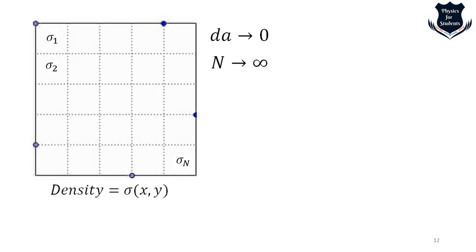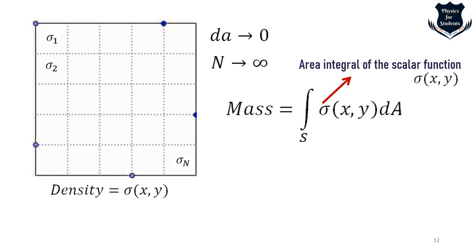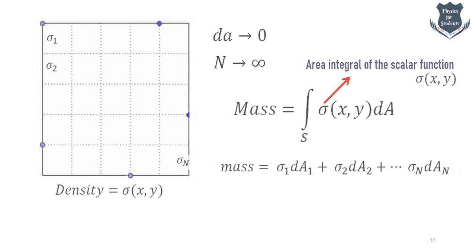Now, if dA gets to 0, which I have shown, and n approaches infinity, we are simply adding up the contribution of little pieces of this function, and we are finding this as an area integral of the scalar function. This is how we calculate the mass, which is adding up the pieces up to n. At the top, I've just given you a formula and an idea in which we are calculating mass, and this points to the area integral of the scalar function.